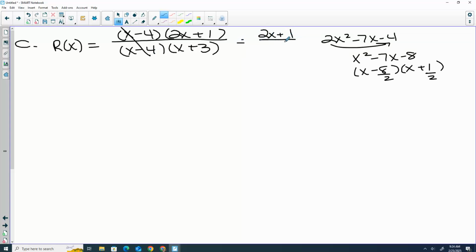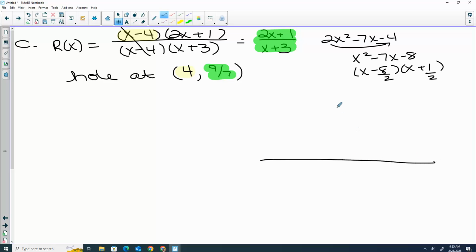That's why it's so important to factor at the beginning, because if you didn't cancel those, you were going to end up with extra intercepts, extra asymptote, and your whole graph doesn't work. So when I see that, I know I have a hole in the graph. To find the x value, you look at the thing that cancels. What makes x minus 4 equal 0? 4. To get the y, we plug 4 into what's left. So that gives me 9 over 7. On your graph, a hole is just an open circle.